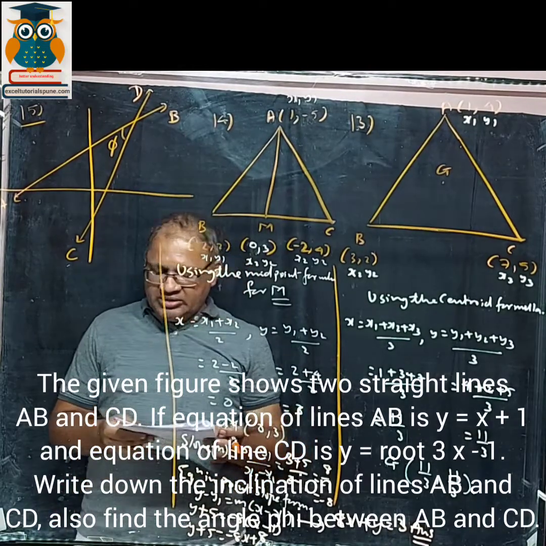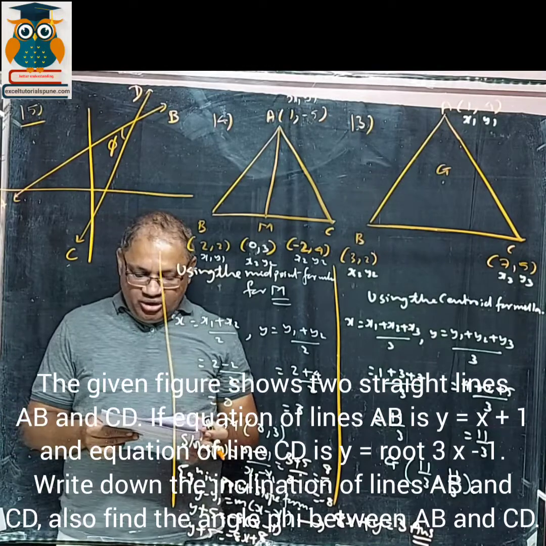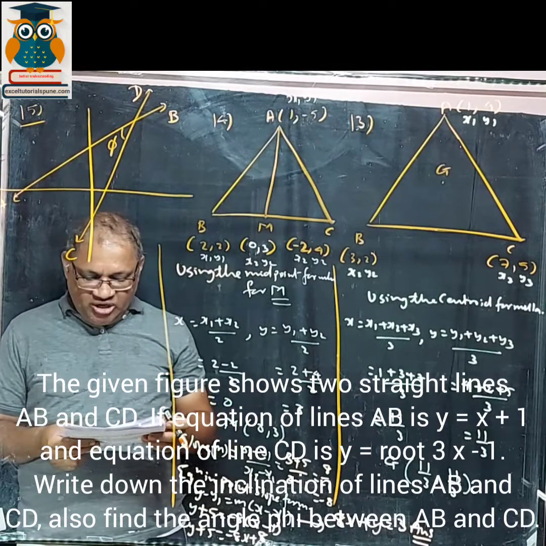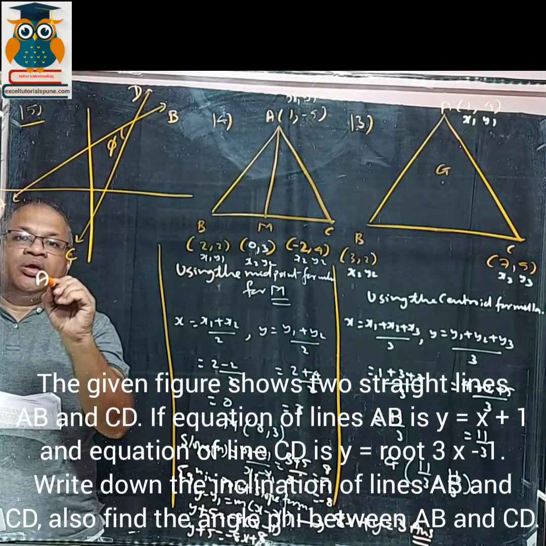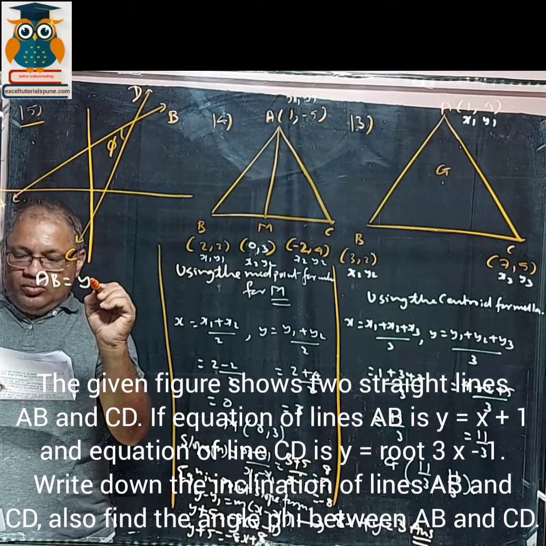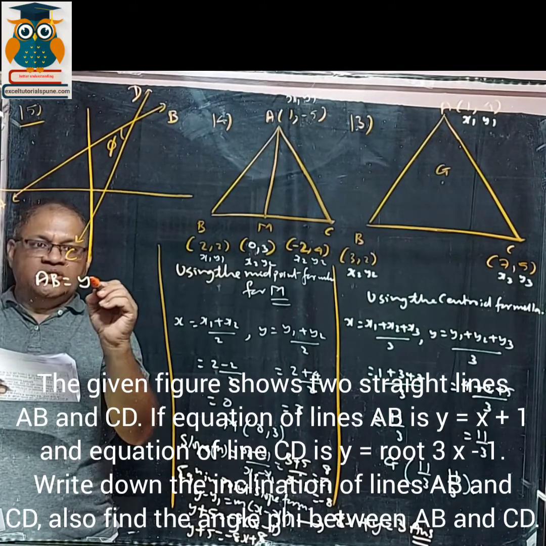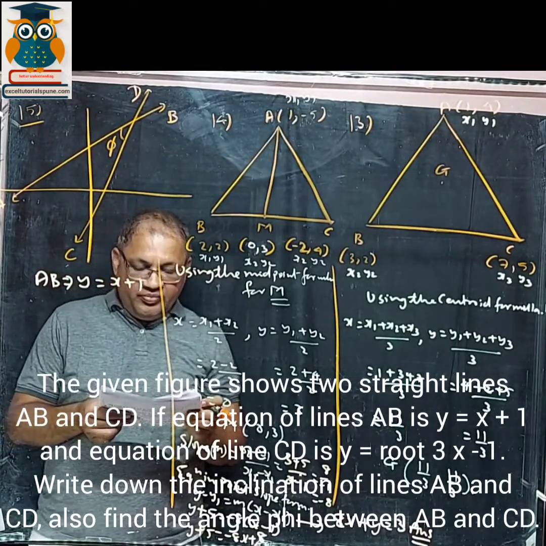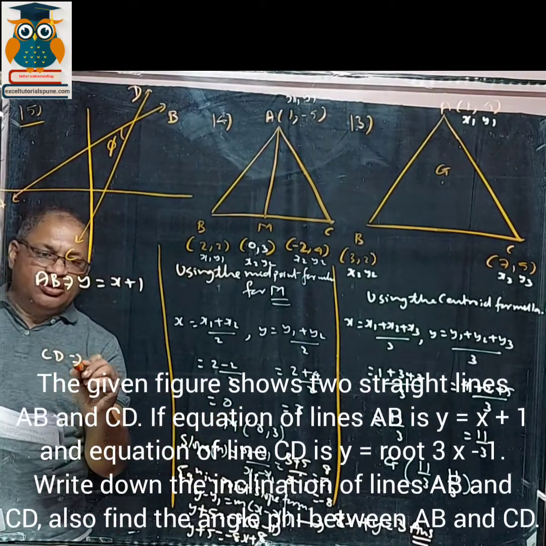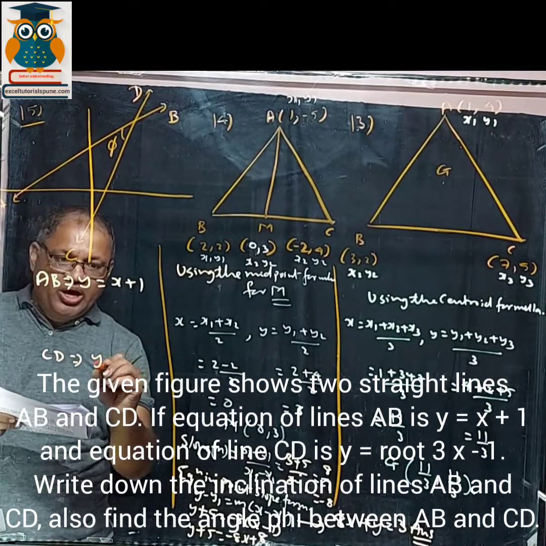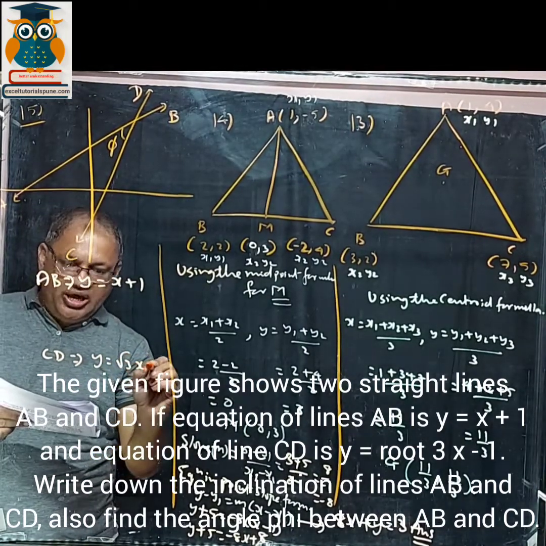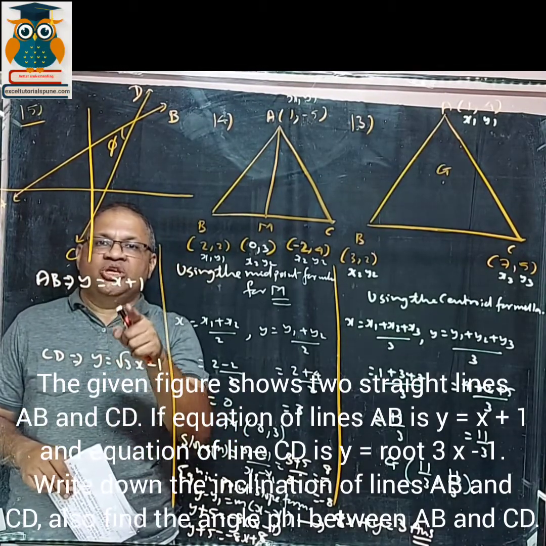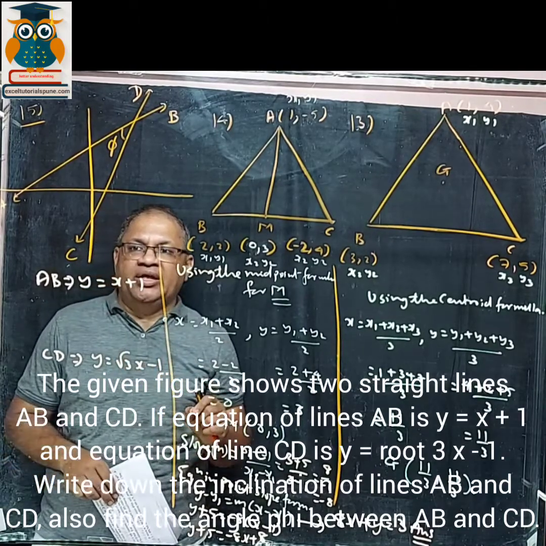Okay. Now the last sum. The given figure shows two straight lines AB and CD. Now they have given the equation of AB: y is equal to x plus 1, and for CD also they have given the equation: y is equal to root 3x minus 1. Alright, so they have given the equations, and with the help of that we have to find the angle.